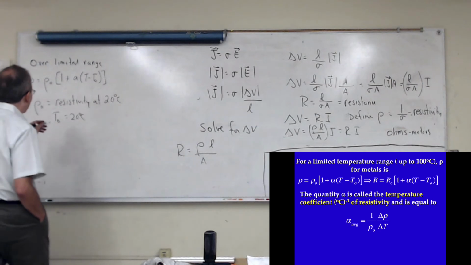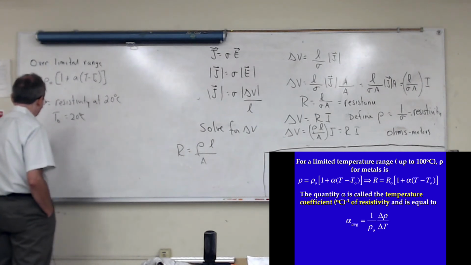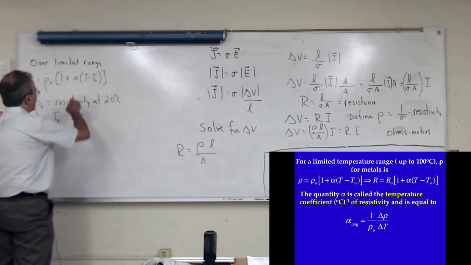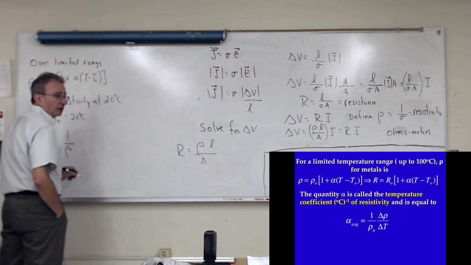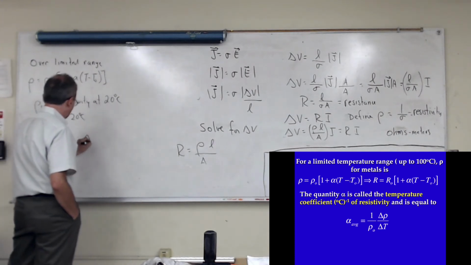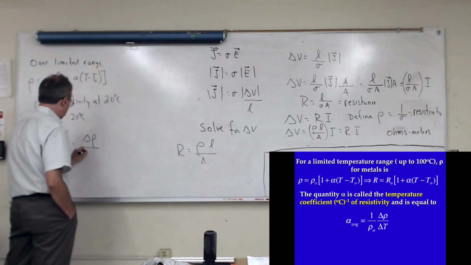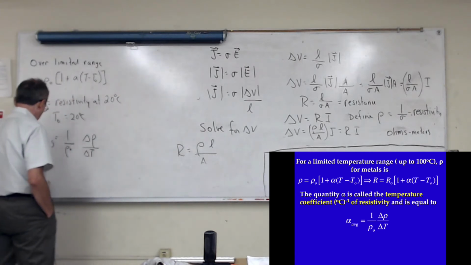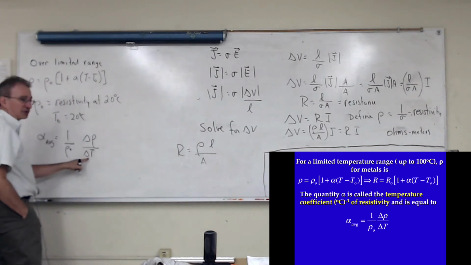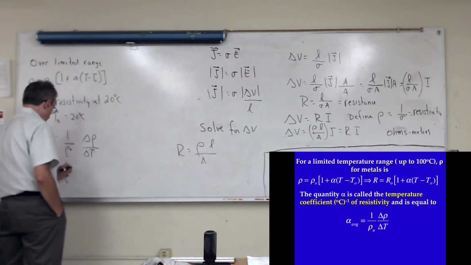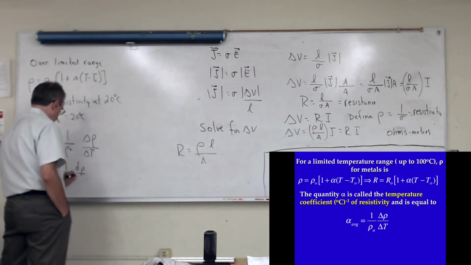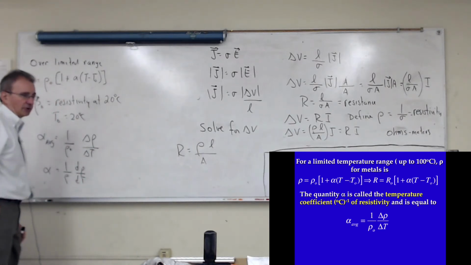If you solve this for alpha, and this alpha is just an average value, it is 1 over rho naught times delta rho over delta T. Or if you want to know, in the limit as delta T goes to 0, then it's a derivative.